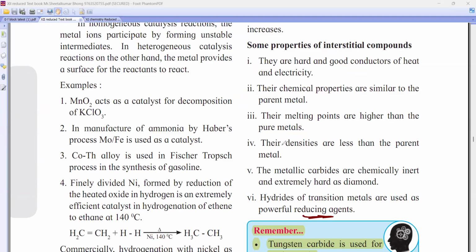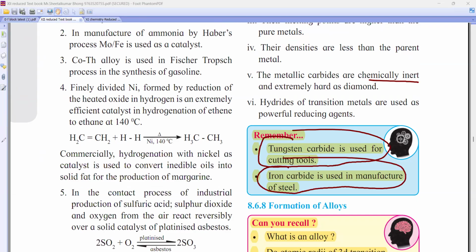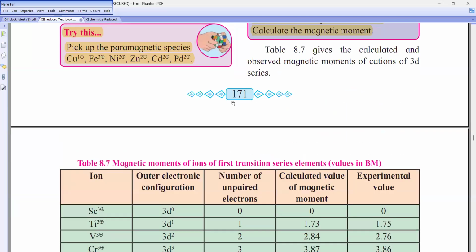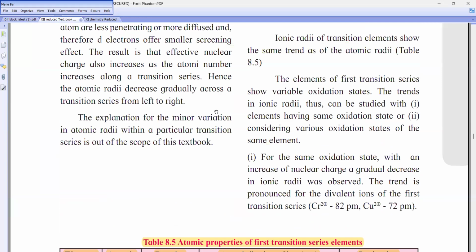Tungsten carbide is used in cutting tools. These are all interstitial compounds. Iron carbide is used in the manufacture of steel. Now we go to the next property of the d block. We are going to study the initial part now. You may say sir is saying something odd, but study as I say.